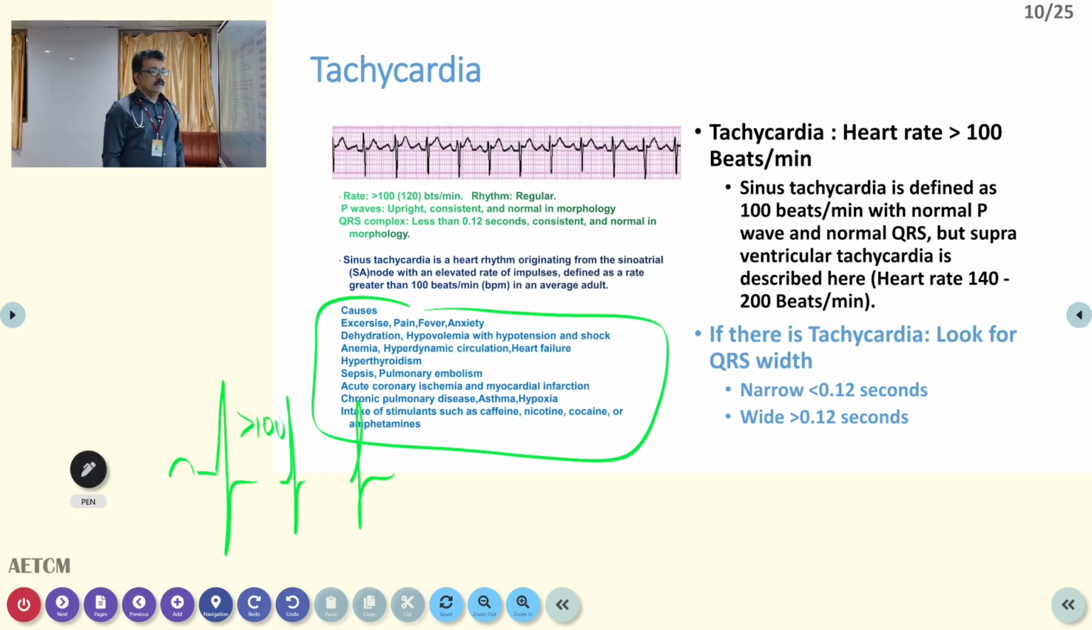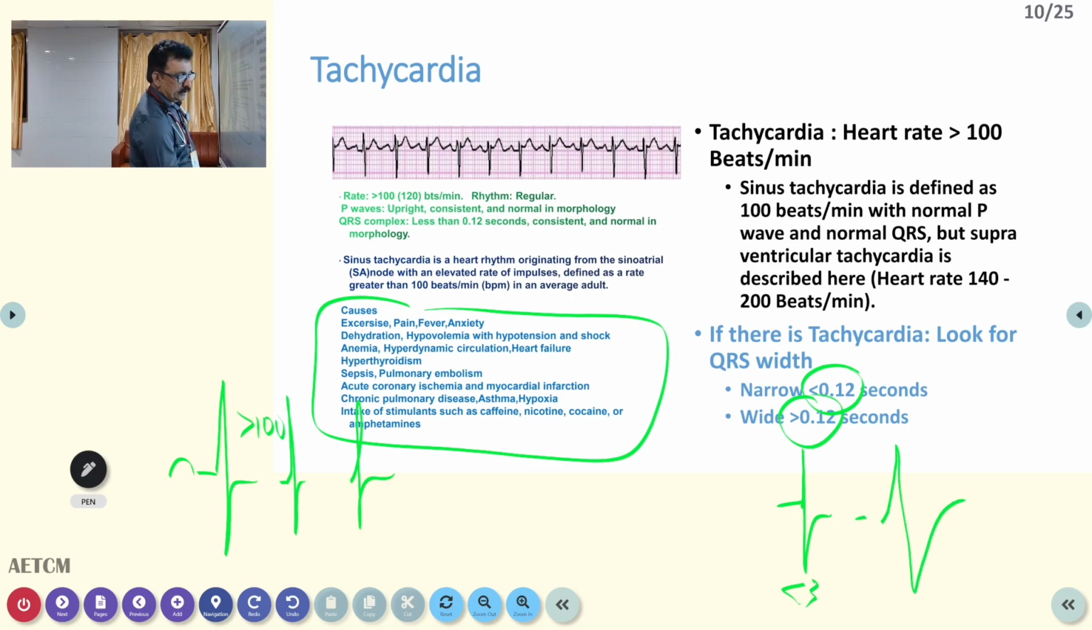But remember, normally the QRS complex is less than 3 small squares. If the QRS complex is slightly wider and it is more than 3 squares, then you can call it a wide QRS complex.